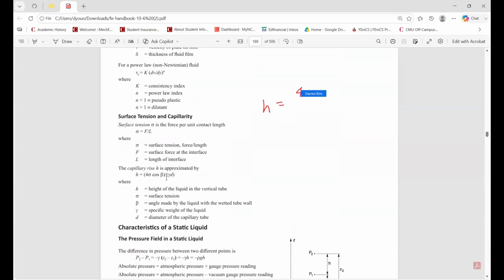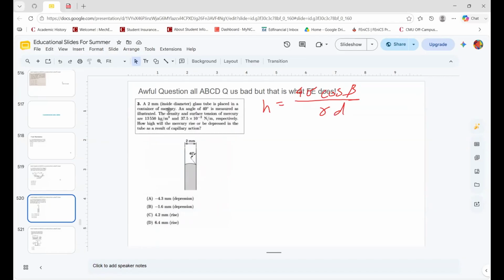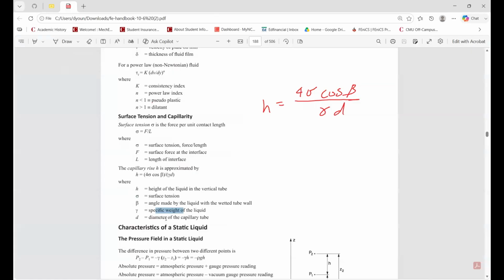H equals 4 omega cosine beta divided by alpha d. And that's all you have to do. So I think they gave you everything you need, honestly. It tells you the surface tension, angle, specific weight of the liquid. With density, you can get specific weight, and the diameter of the capillary tube. You got everything. I don't see anything we didn't get.